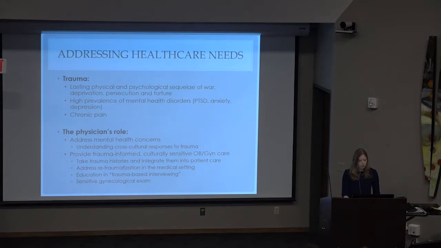So once they arrive in the U.S., refugee women face an overwhelming set of challenges. Many refugees and asylum seekers have lasting physical and psychological sequelae of war, deprivation, persecution, and torture. A 2015 meta-analysis suggests that up to 44% of all refugees and asylees have been tortured. Rape was reported in almost a third of female torture survivors. Refugees may also experience other abuses, including concussive trauma, witnessing torture and executions, cutting, asphyxiation, and electric shock.